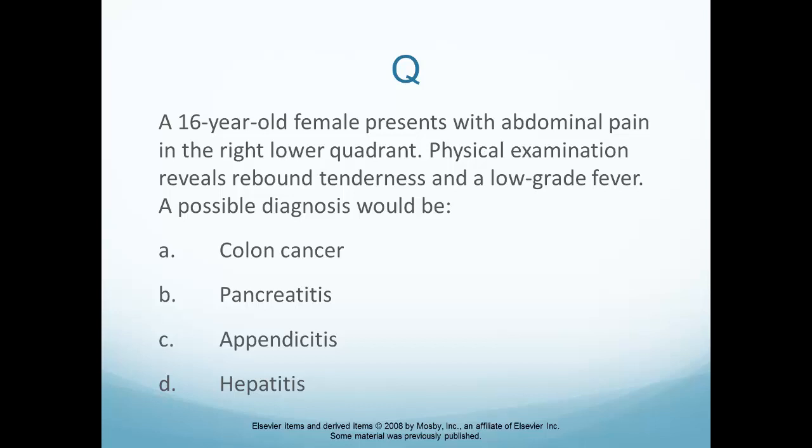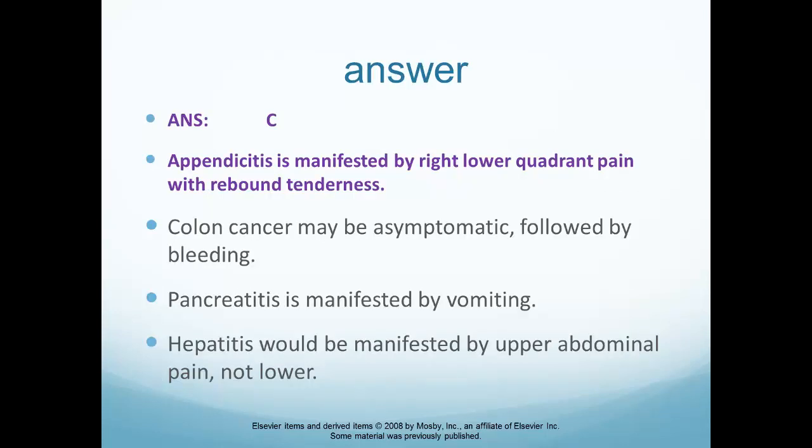A 16-year-old female presents with abdominal pain in the right lower quadrant. Physical examination reveals rebound tenderness and a low-grade fever. A possible diagnosis would be appendicitis. Appendicitis is manifested by right lower abdominal pain with rebound tenderness, and that's very classic of appendicitis.